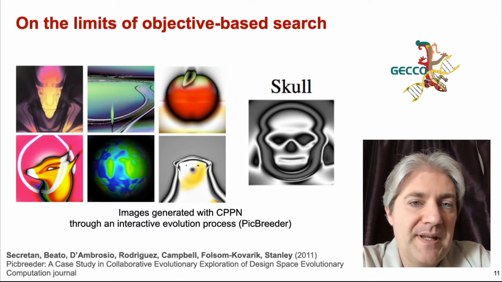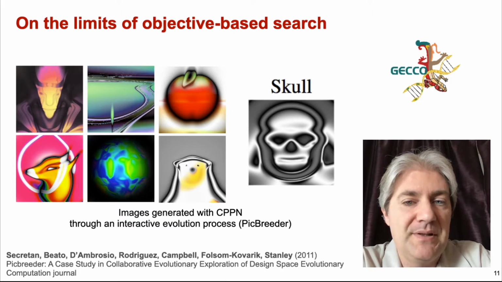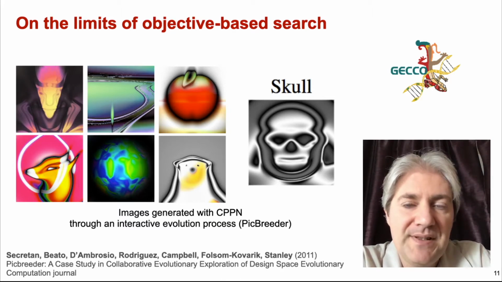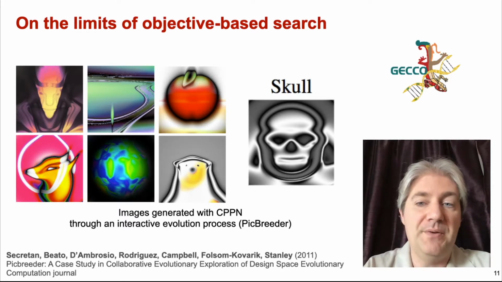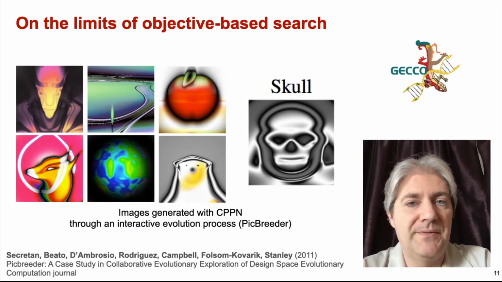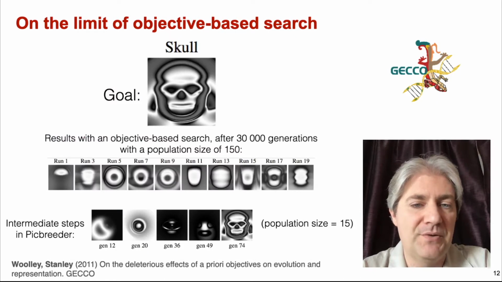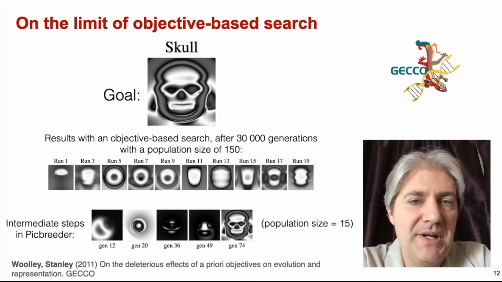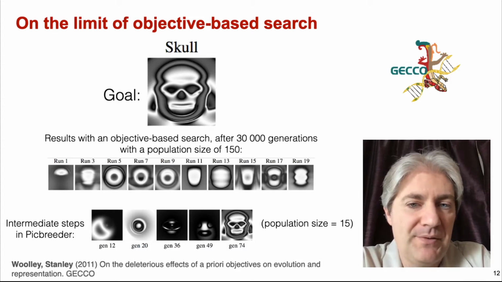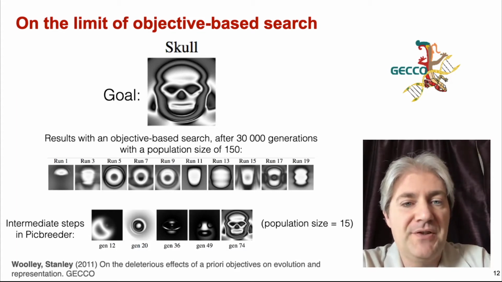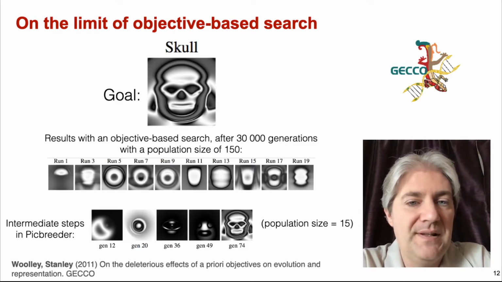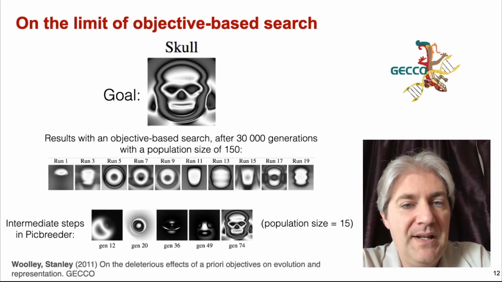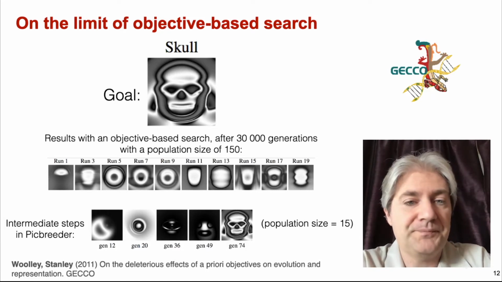So this platform was meant to show the capabilities of those CPPNs to generate complex structures. But it is interesting then, once we have generated one, to look at whether it is easy or even possible to generate it through more classical objective-based search. So this is what Mouret and Stanley have tried to achieve. Considering a particular image, here the skull, they have tried to reproduce it with objective-based search. They defined a fitness function that measures the distance in pixels between the generated image and the target picture, and they tried to maximize this fitness.